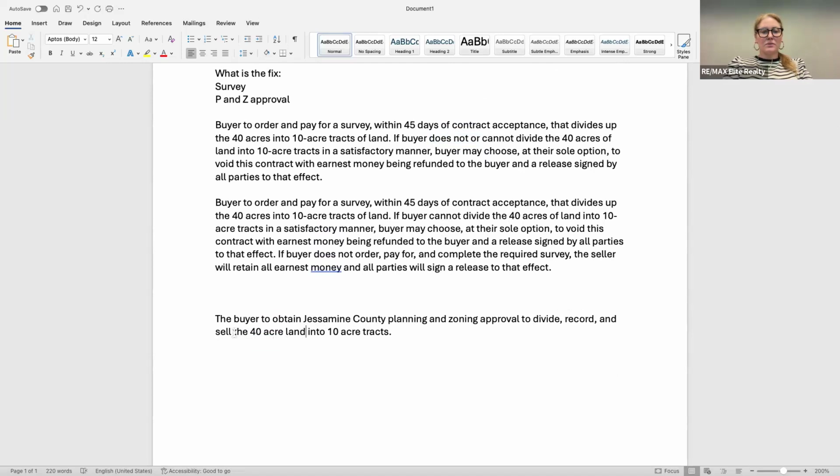And sell as 10-acre tracts. So the process, and this is just another learning moment, I guess: planning and zoning will actually not approve a rezone, a divide, a recording, or the ability to sell a tract of land if it's not the owner that's petitioning them to do it. So the buyer cannot actually fulfill this full contingency prior to closing.